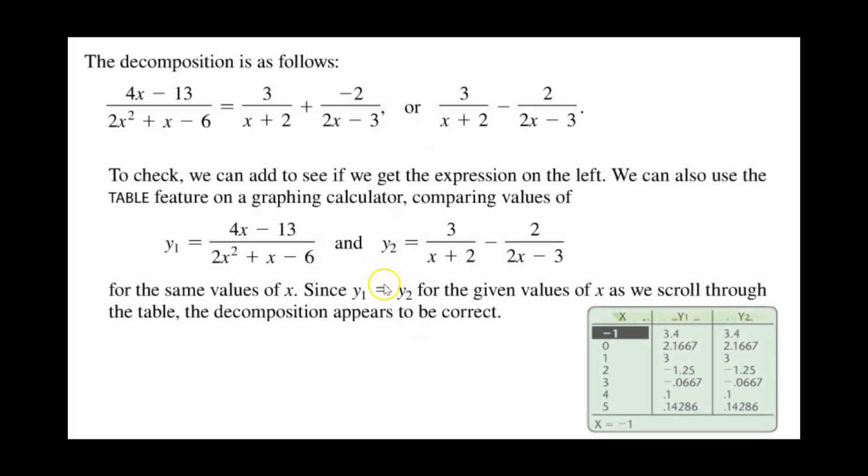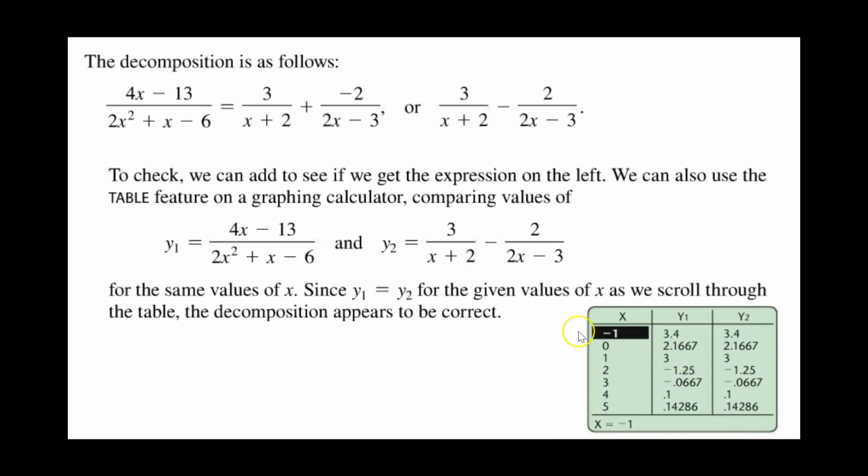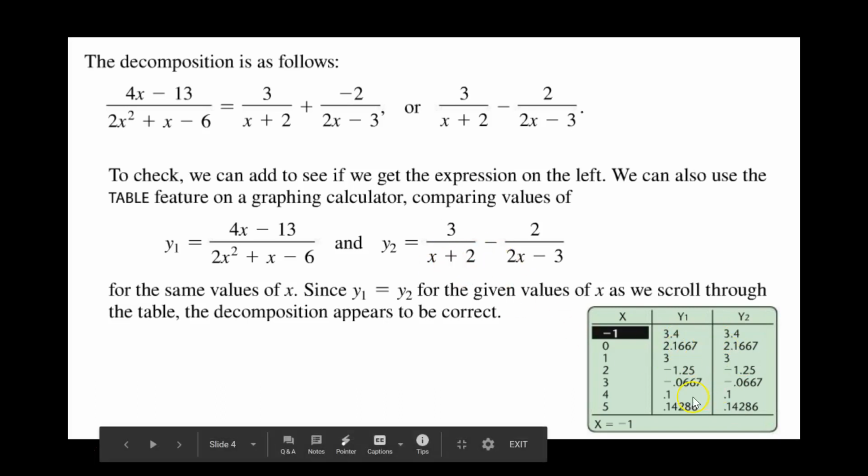A way to check your work: if you plug your original problem in for y1 and you plug your answer that you produced in y2, what you're looking for is both columns actually showing the exact same results. That's how you know you got the problem correct. So if they both match up all the way down, then we know a equals 3 and b equals -2 is the correct answer.